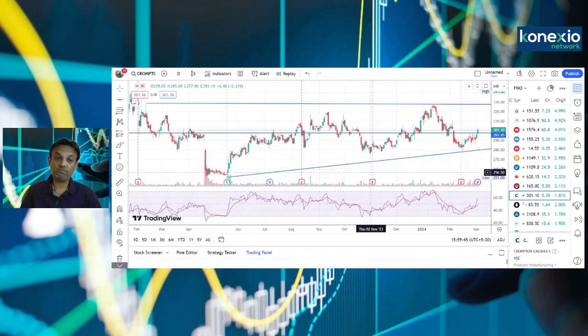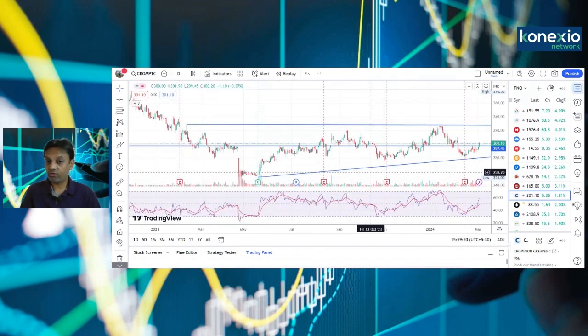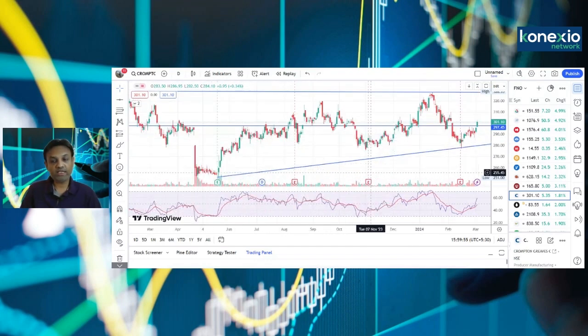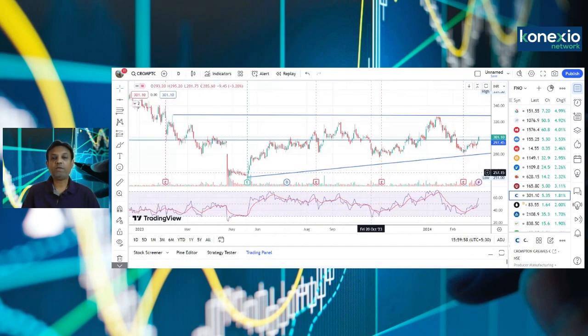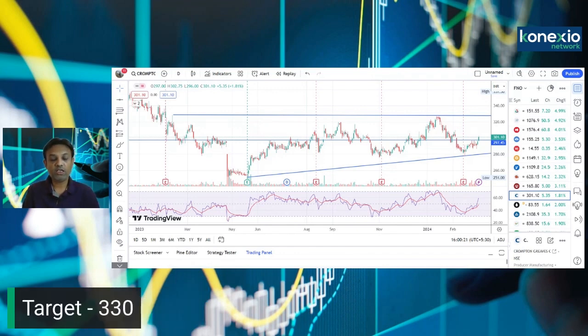So definitely the stock might see some sort of cool off, but that should be taken as an opportunity to accumulate at the lower levels. Now looking at this particular setup, we feel that the stock has potential to test the level of 313 short to medium term. Currently, the stock is quoting around the 301 mark. Any dips should be used as a buying opportunity, or one can buy in the range of 301 to 295 for an upside target of 330 in short to medium term.